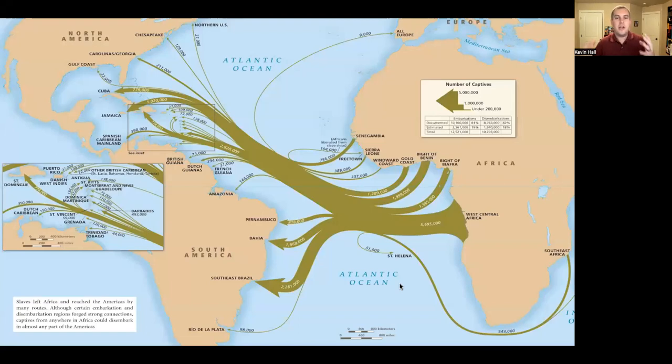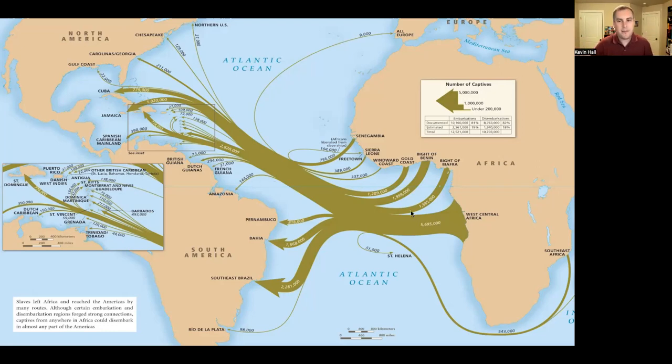What we see here are the number of people that were taken from their homes in Africa, put on ships, sent across the ocean, and sold as slaves in North and South America, right? So this is a map of the slave trade. And we're looking at these numbers over the course of 400 years. So this is how many millions of people were taken from their homes in Africa and sold as slaves in North and South America over the course of about 400 years.